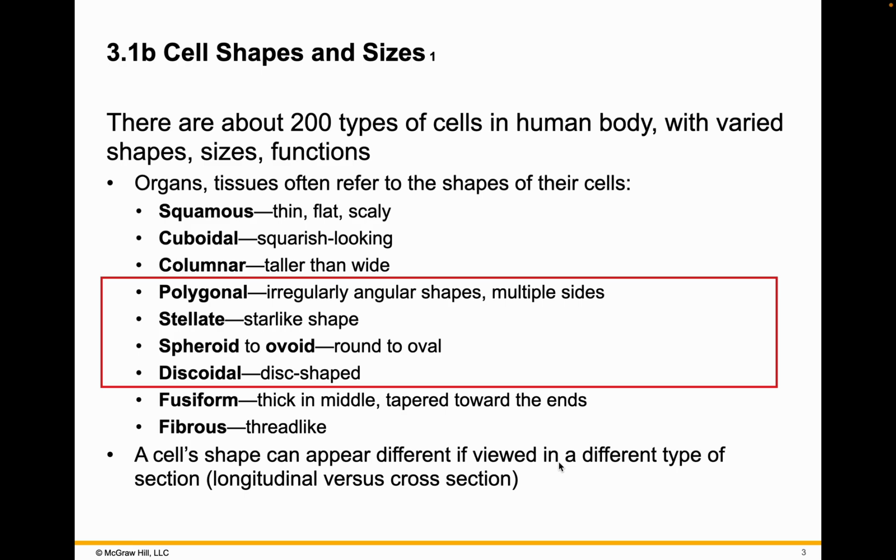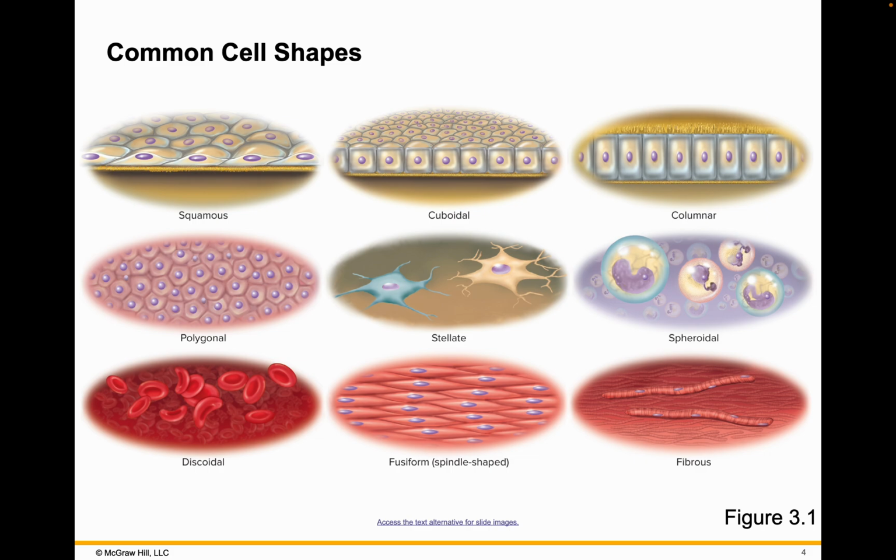So you can view a cell in different types of sections, longitudinal or cross, and so your shape is going to look a little different depending on whether you're looking in longitudinal or cross section.